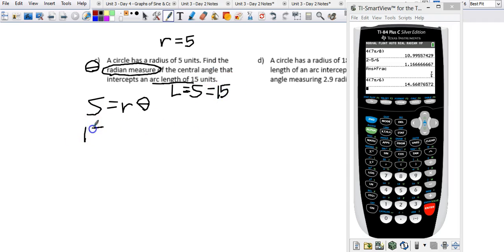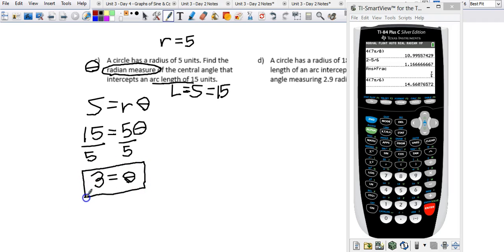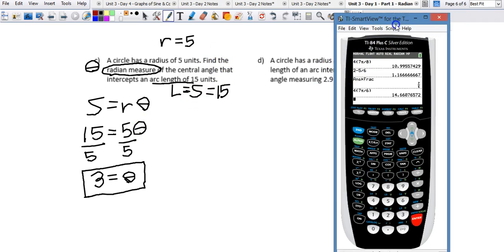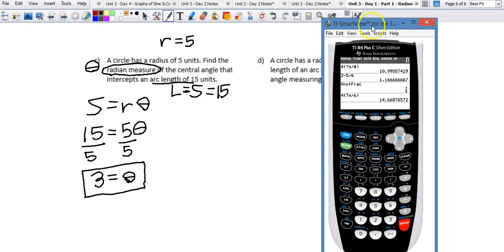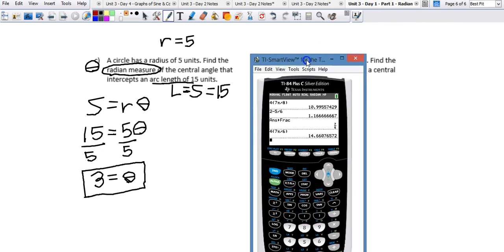So we'll say 15 equals 5 times theta. And to solve for that, we're going to divide. 15 divided by 5 is 3. This doesn't have pi. This is simply 3 radians. So that is going to be your answer. There's no units you have to use for radians. 3 equals theta. That's your answer. Try part D. Pause it first, so you can try it.